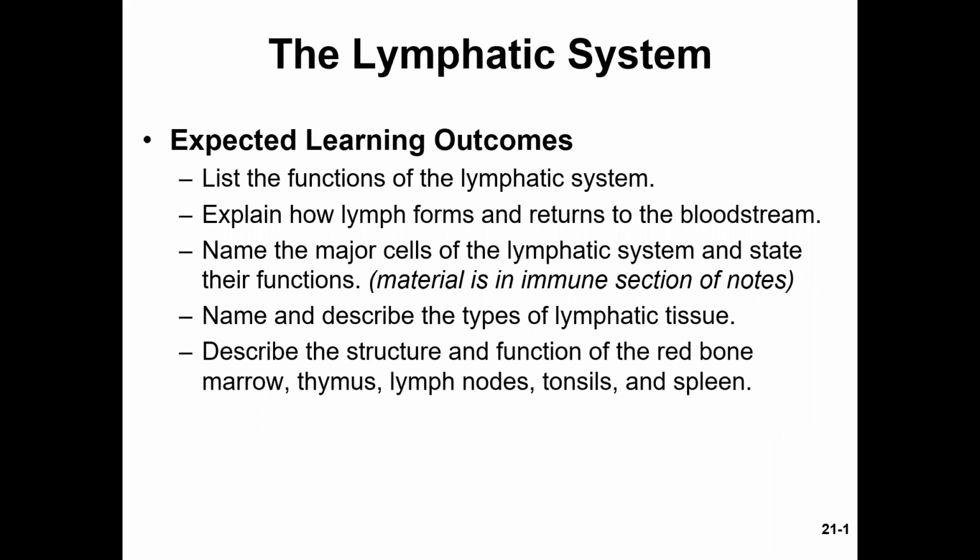We're going to name and describe the types of lymphatic tissue, and we're going to describe the structure and function of the red bone marrow, the thymus, the lymph nodes, the tonsils, and the spleen.